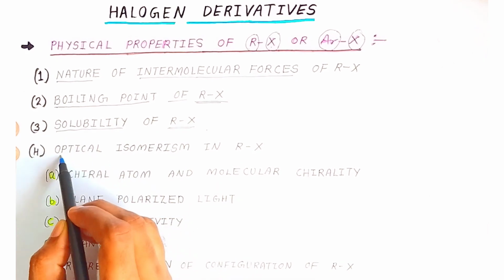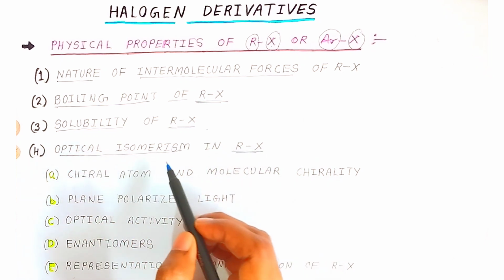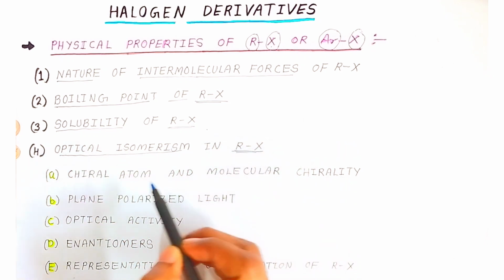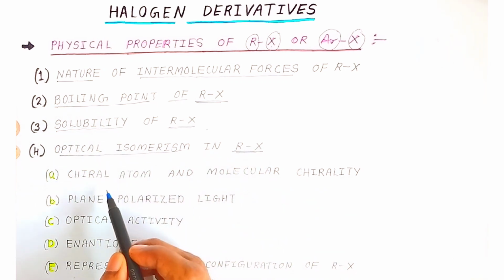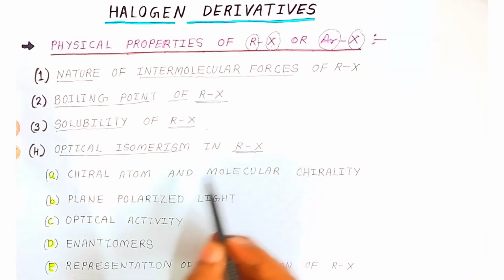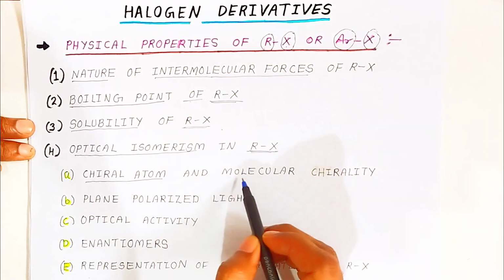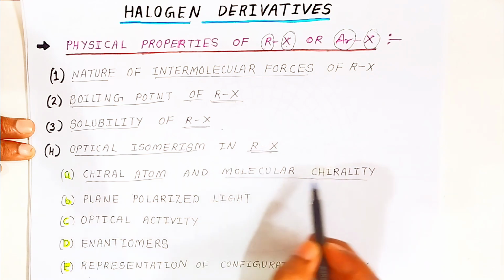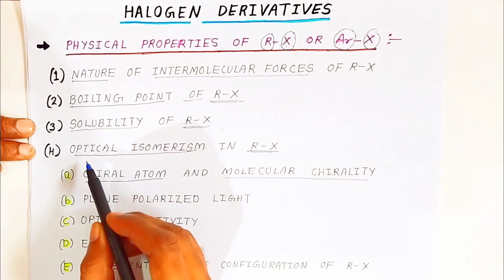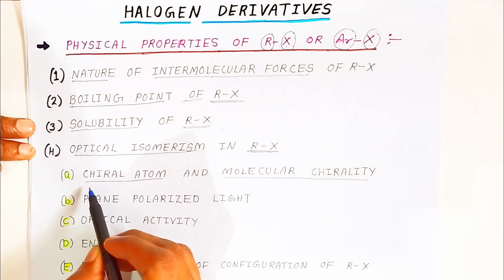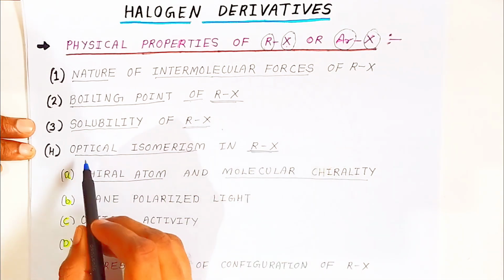Fourth property is optical isomerism of alkyl halide. Optical isomerism is the effect of light on the molecule. Understanding, students? So four physical properties we are going to see. In optical isomerism in alkyl halide, we are going to see the chiral atom. When the molecule has a chiral atom, only then will it show optical isomerism. Which molecule of alkyl halide has the optical isomerism property depends upon the chiral atom. If the molecule has a chiral atom, then that alkyl halide will have optical isomerism.